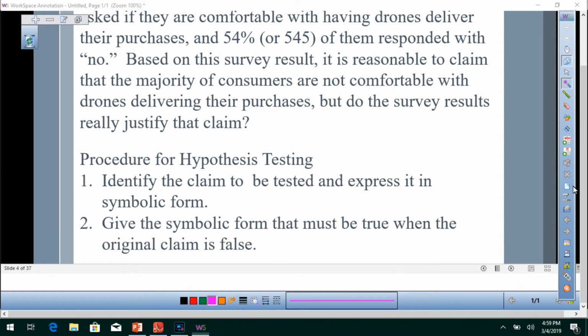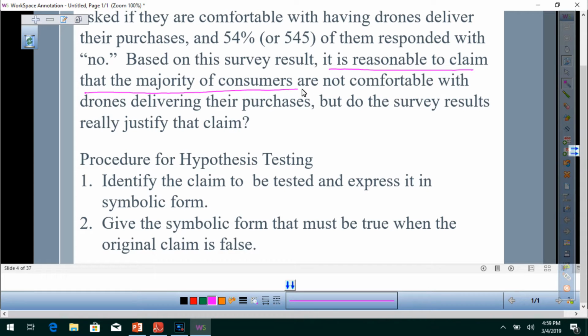All right, so let's follow our procedure for hypothesis testing. 1, identify the claim to be tested and express it in symbolic form. So let's see here. It is reasonable to claim that the majority are not comfortable with drones delivering their purchases. So that's the claim. So we're going to say that P is greater than 0.5.